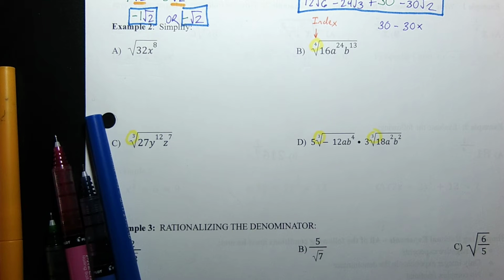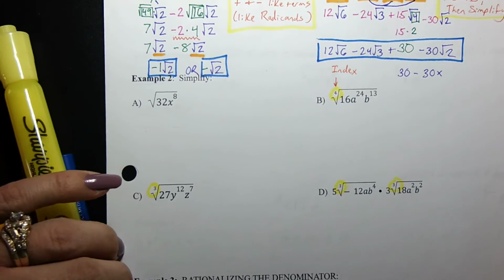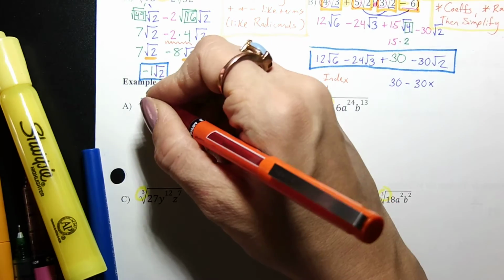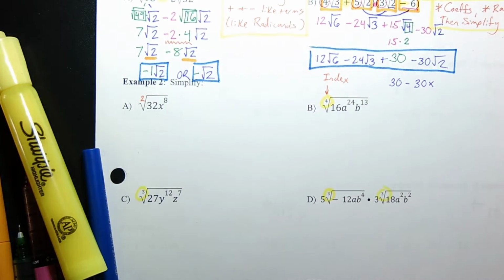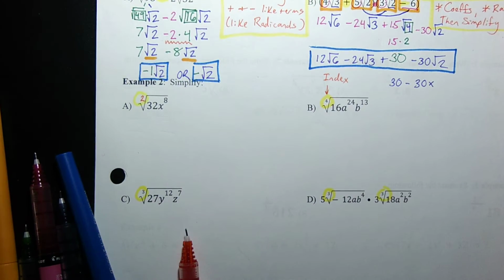And it tells you what root you are taking. Now you'll notice in problem A, we don't have a crevice number. We just know that this is a square root. I want you to write a little 2 there. Square roots have an implied index of 2. And if you're like, why don't we write that little 2 all the time, Mrs. Cairo? It's because we're lazy.